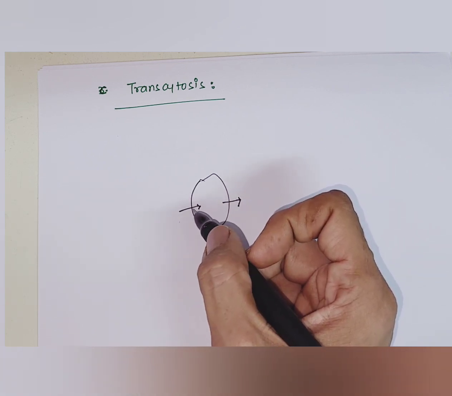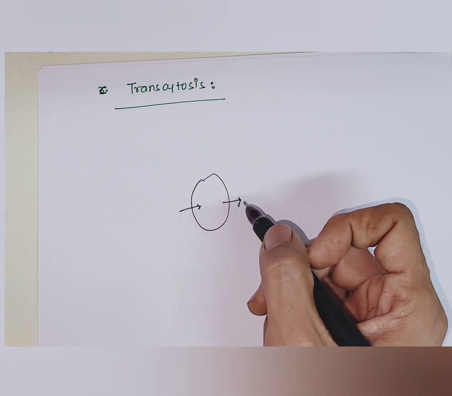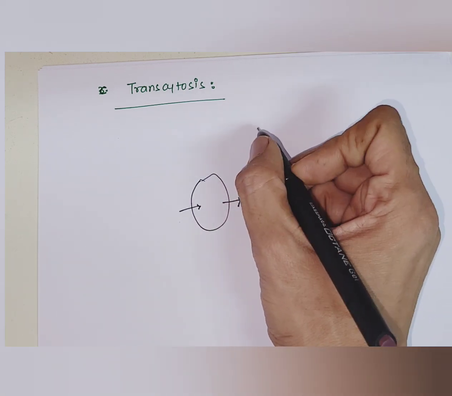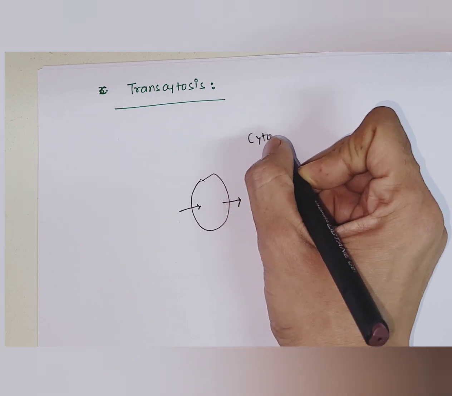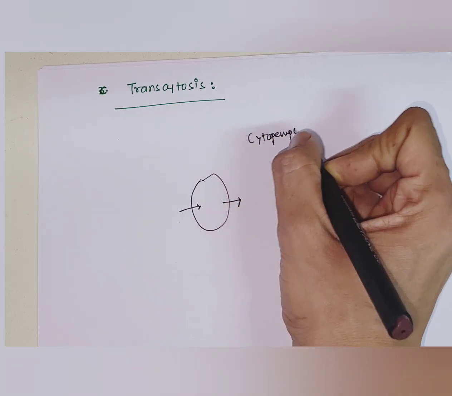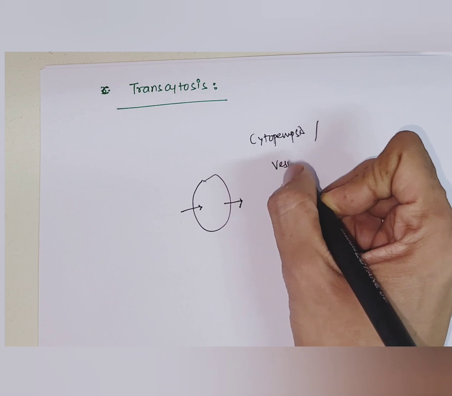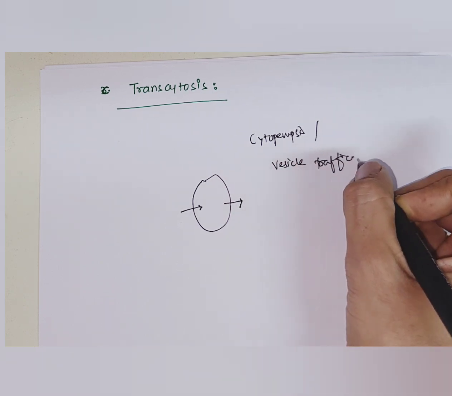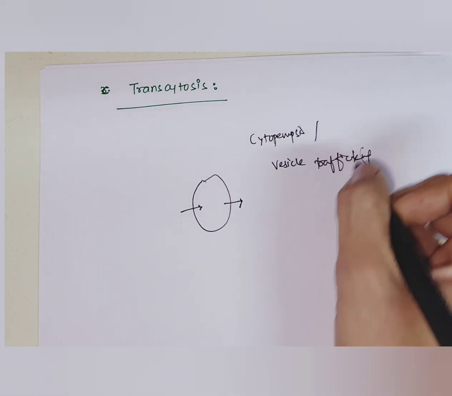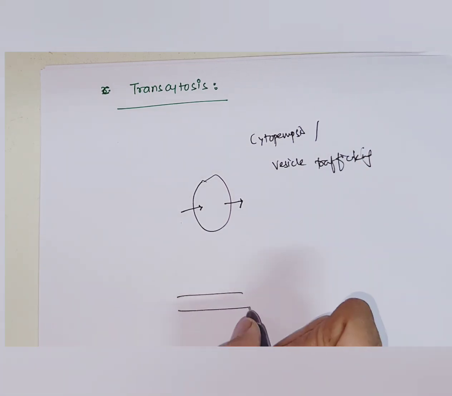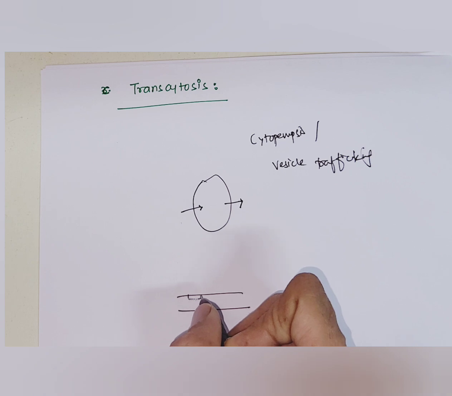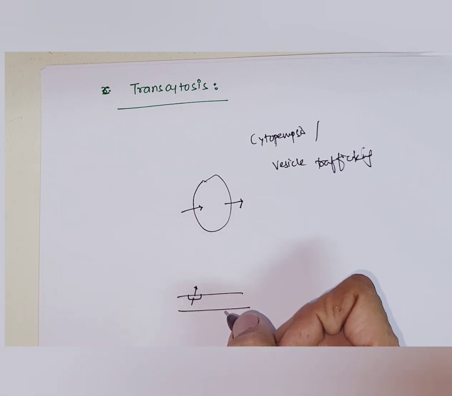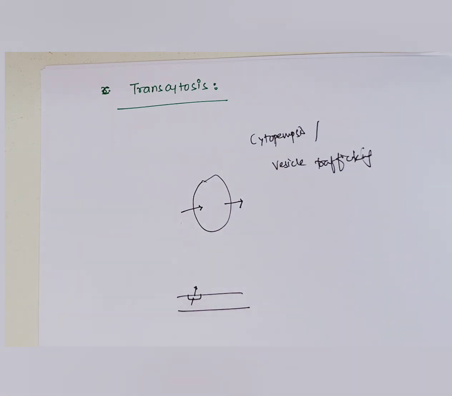So the substances, they enter from one side and exit from the other side. Other names: transcytosis is also known as cytopempsis, or vesicle trafficking. Okay. An example is, for example, some substance is there in the blood. It enters the endothelial cells from one side and it exits from the other side. So this is transfer of substances by transcytosis.